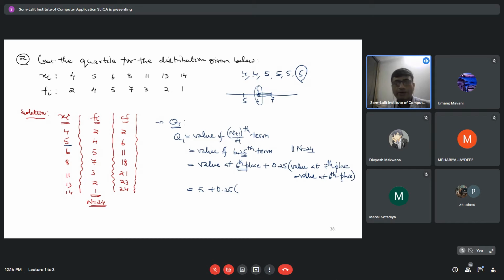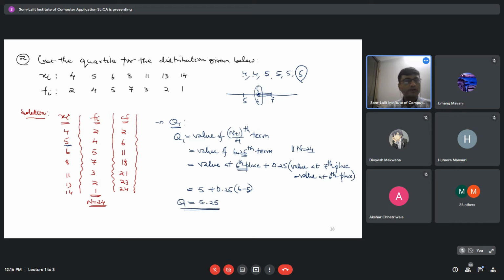I'm waiting for the answer. 6. Yes, that you can see from this here. Till the 11th position, the observation number 6. So here, 6 minus the observation at the 6th place, which is 5. So the difference is nothing but just 1. So 5.25. That's Q1.